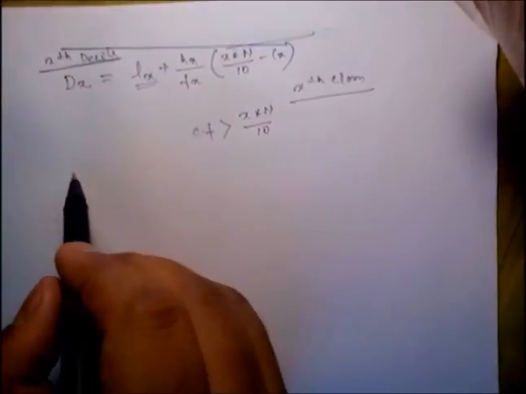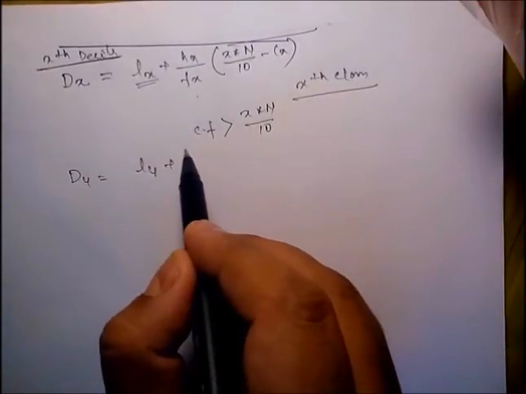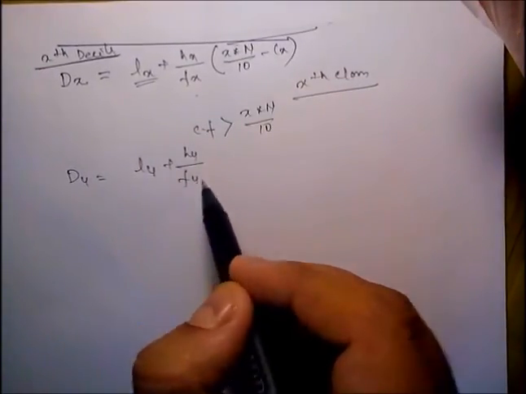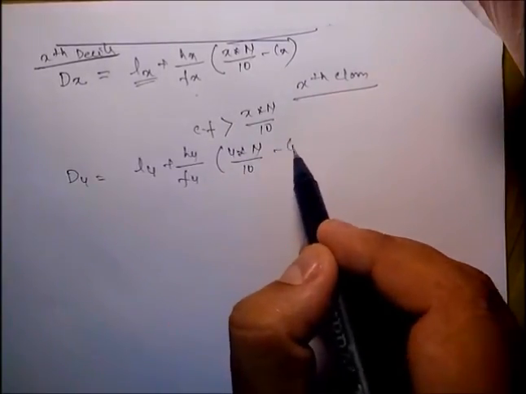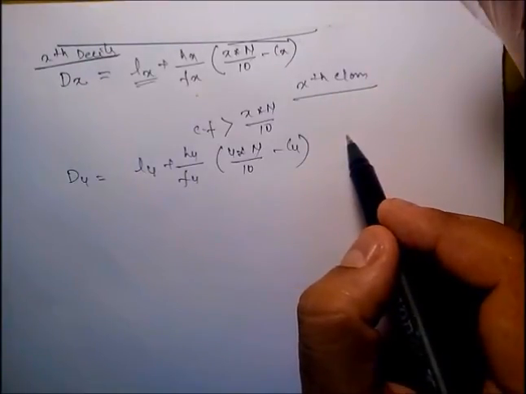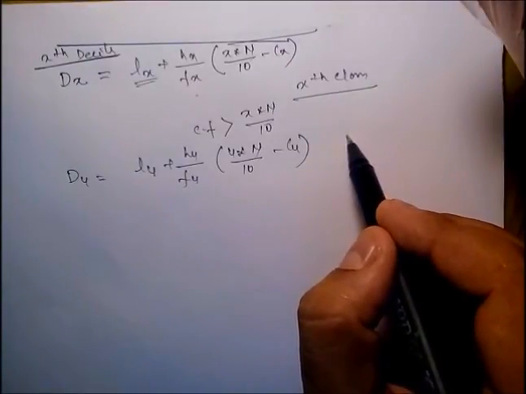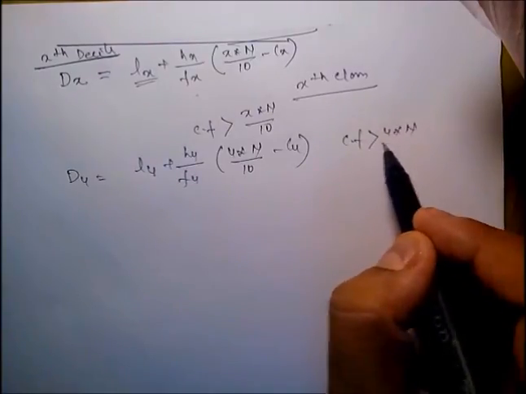Suppose we want to calculate D4, so there will be L4 plus H4 by F4, 4 into n by 10 minus C4. So how to identify the fourth decile class? Identify the CF just more than 4n by 10.